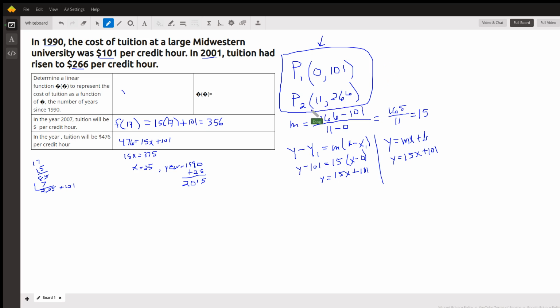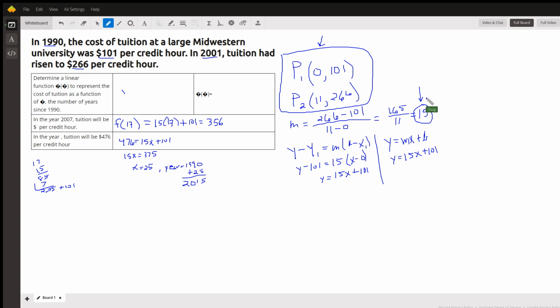Well, to do that, you need the slope of the line, which would be 266 minus 101 over 11 minus 0, change in y over the change in x, and that turns out to be 15. What that means is that every year the tuition is going up by $15. So in 1991, the tuition would have been $116. The next year it would have gone up another 15, and so on.